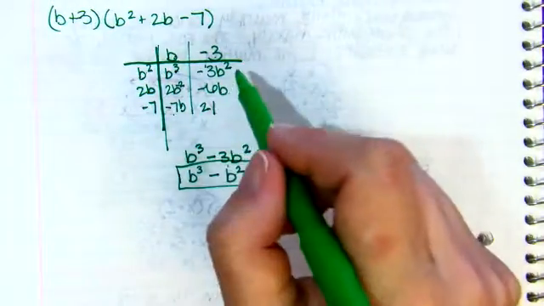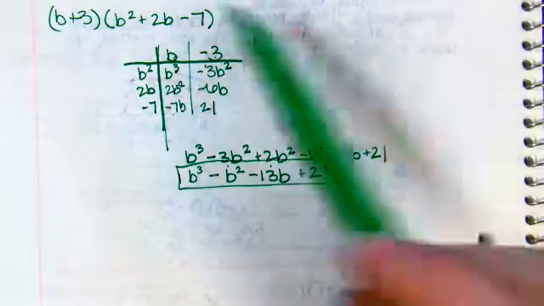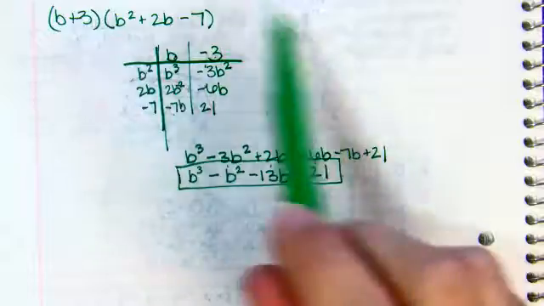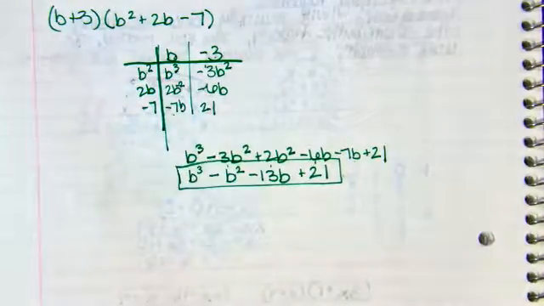So hopefully you can see how a table was really helpful there. I don't have something like FOIL for a binomial times a trinomial. So the table, I think, can be a really useful way of doing it because it keeps everything organized for you.